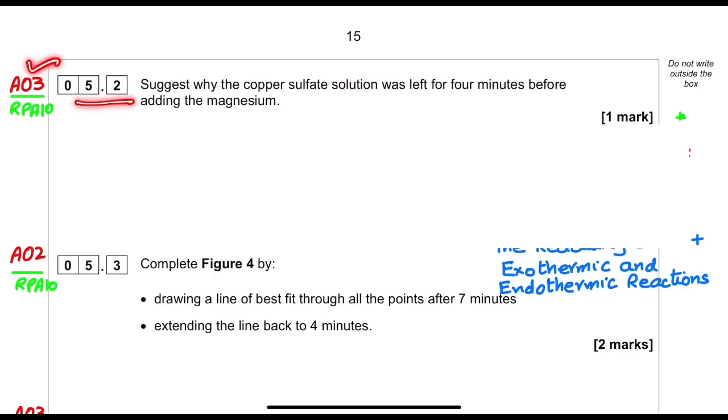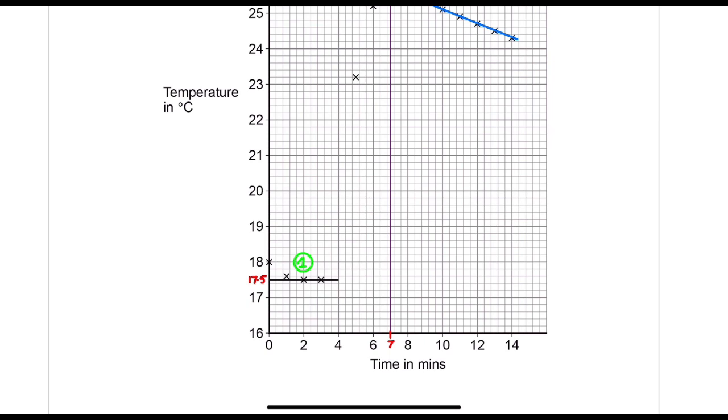5.2 is an AO3 question. Suggest why the copper sulfate solution was left for 4 minutes before adding the magnesium. If we go back to figure number 4, we see here when in polystyrene cup the copper sulfate solution was added, it was left for first 4 minutes. The reason is copper sulfate solution must reach the constant room temperature before the reaction starts.